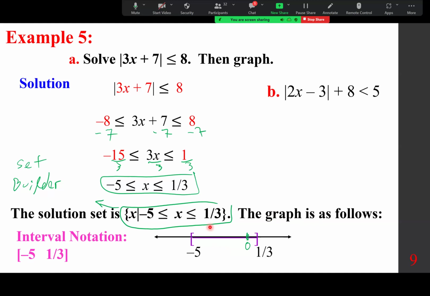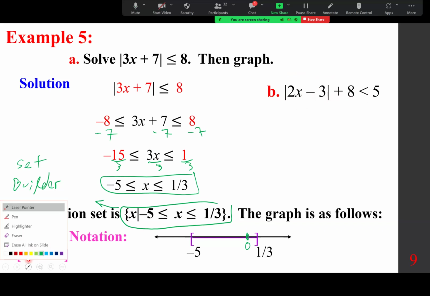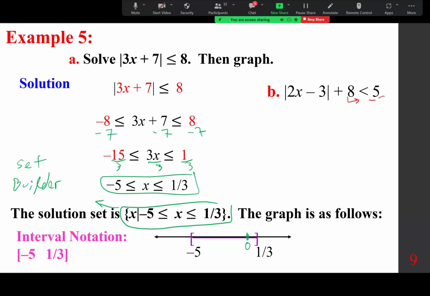Part B, absolute value of 2x minus 3 plus 8 is less than or equal to 5. The inequality follows the same format as the equality, meaning the very first step is to isolate the absolute value. Whether it's an equality or inequality makes no difference. So the first step is to move the 8 and subtract from both sides.